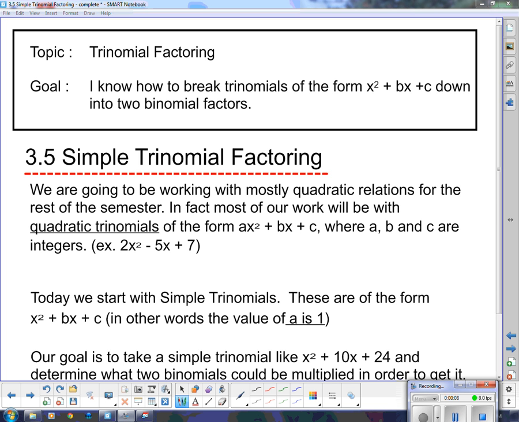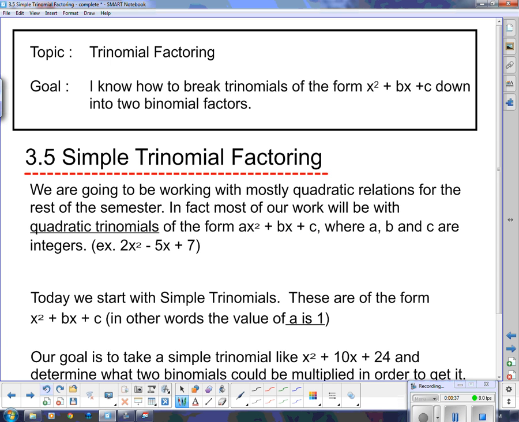Our goal today? To know how to break trinomials of the form x squared plus bx plus c down into two binomial factors. So we're going to start with simple trinomial factoring. We're going to be working mostly with quadratic relations for the rest of the semester. And in fact, most of the quadratic relations we're working with will be quadratic trinomials. So remember, quadratic means that it has a squared there, and trinomial means that there's one, two, three terms.